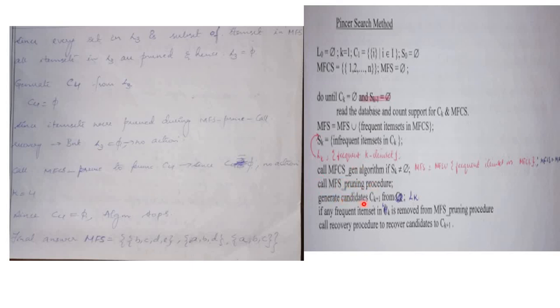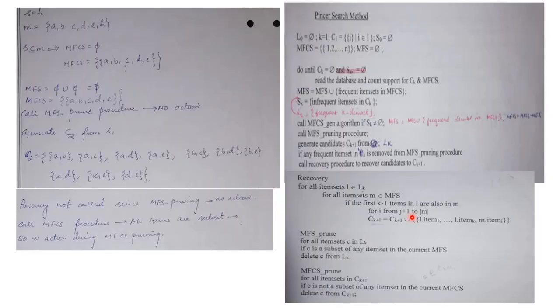Next, what do I do? I generate C4. My K was now 3, so I generate C4 from L3. So C4 equal to, since L3 is now null, C4 will become null. Now I have to call the recovery procedure, since L3 has been pruned. So if any item set in L3 is removed from MFS pruning, then you have to call the recovery procedure. But what happens in the recovery procedure is that, I'll go back to the first slide.